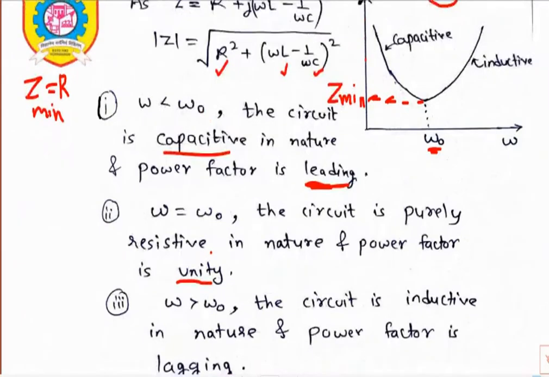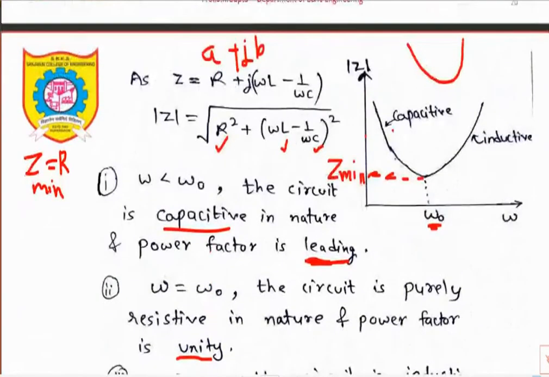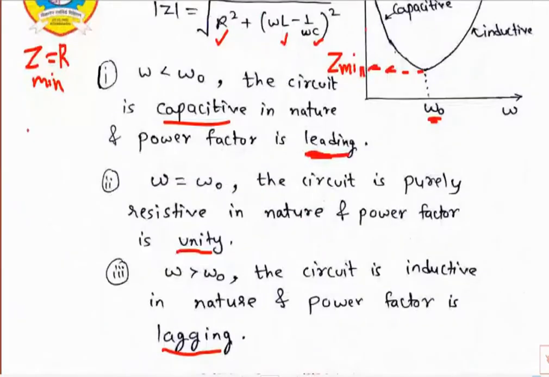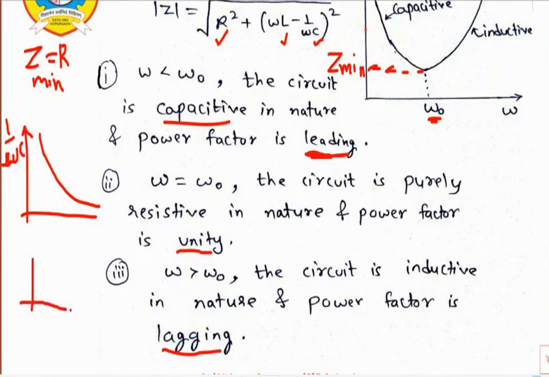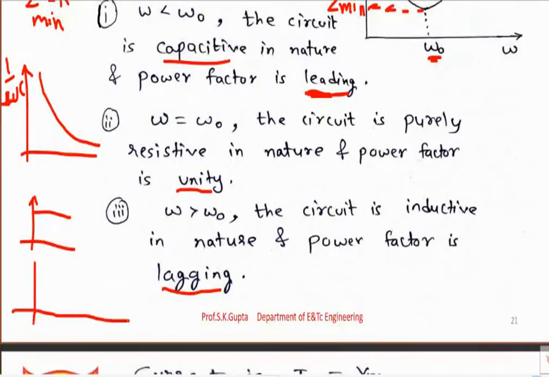Okay. So why this is capacitive, why this is inductive, I will like to tell you. If I try to plot a graph of 1 upon omega C, its graph is like this. R has a graph constant. This is the graph of R. And omega L has a graph like this.